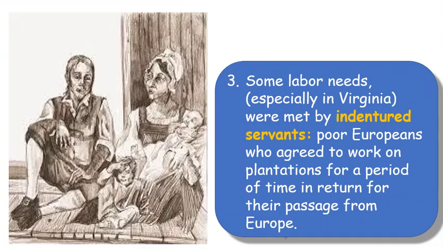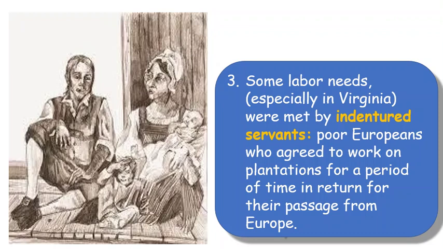Okay, we see also another form of labor here for some labor needs, and in particular in Virginia, and particularly early on in the colonial period. Indentured servants filled some of the labor needs. Indentured servants were poor Europeans. They agreed to work on the plantations as laborers for a set period of time in return for the plantation owner paying their passage on the boats from Europe.